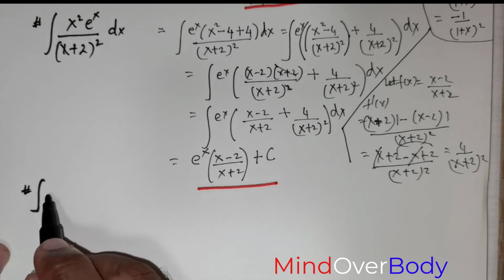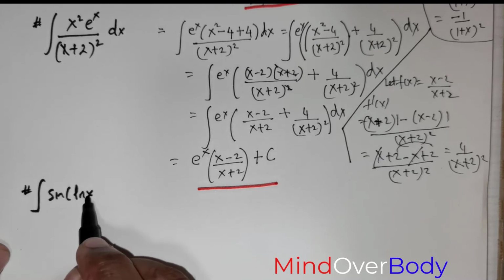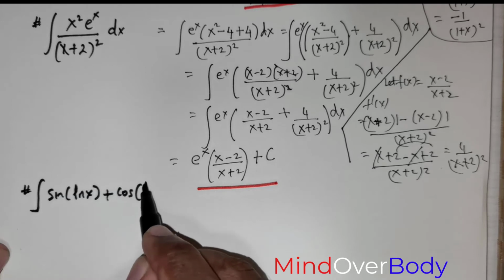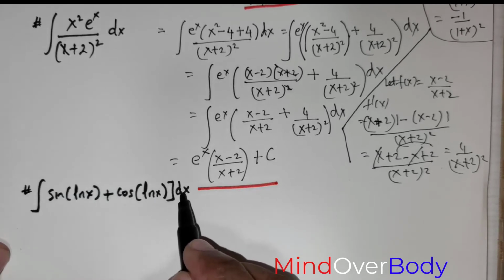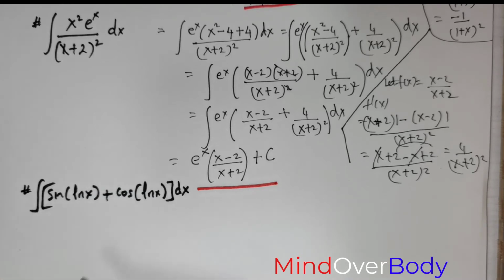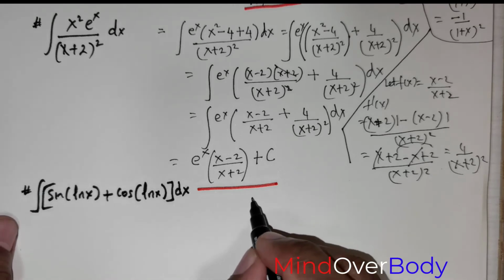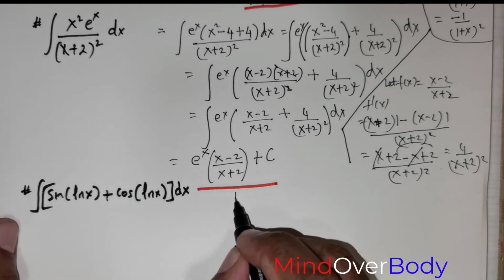We are expected to integrate sine of ln x plus cos of ln x times dx. Now this is a beautiful question. Of course the general temptation would be to approach this question by integration by substitution, but we don't have to do it like that, but we will take in the tools from substitution in an indirect fashion. So how do we do that?